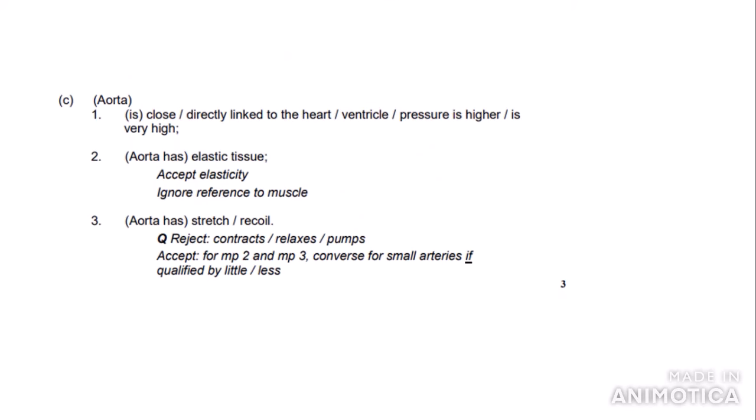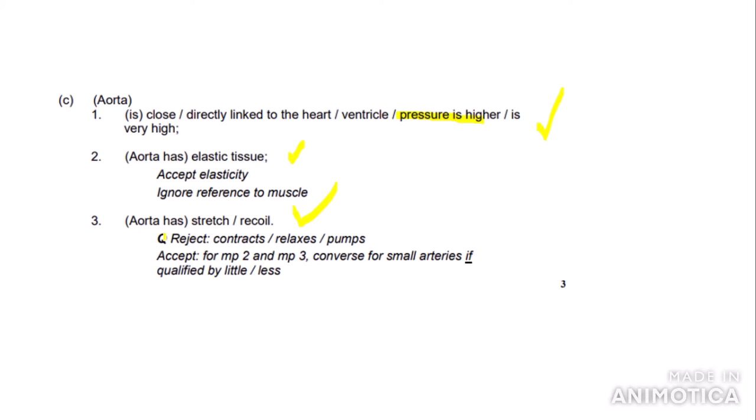So let's look at the mark scheme. The aorta is close or directly linked to the heart, the ventricle, or the pressure is higher or is very high. So we'll get that mark as we put this option here, the pressure is higher. The second marking point here is that the aorta has elastic tissue, which we wrote, and they accept elasticity, but they ignore reference to the muscle. And the final marking point is aorta has stretch and recoil, which we wrote.